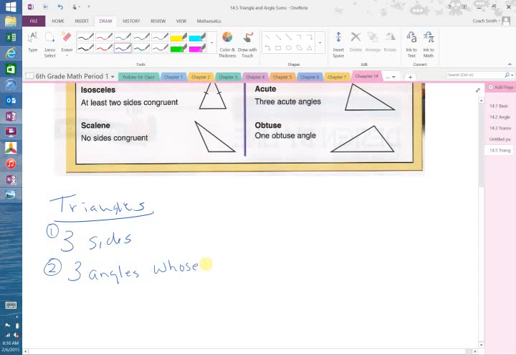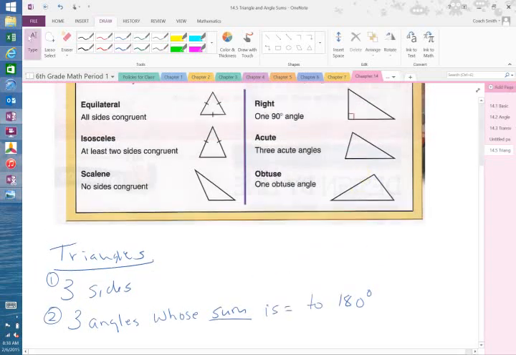whose sum, once again, what's the word sum mean? Answer to an addition problem. Whose sum is equal to 180 degrees. So if I take the three angles in a triangle and add them up, they will always equal 180 degrees. If they don't, then you don't have a triangle. You have some other type of figure. But it's always equal to 180 degrees.